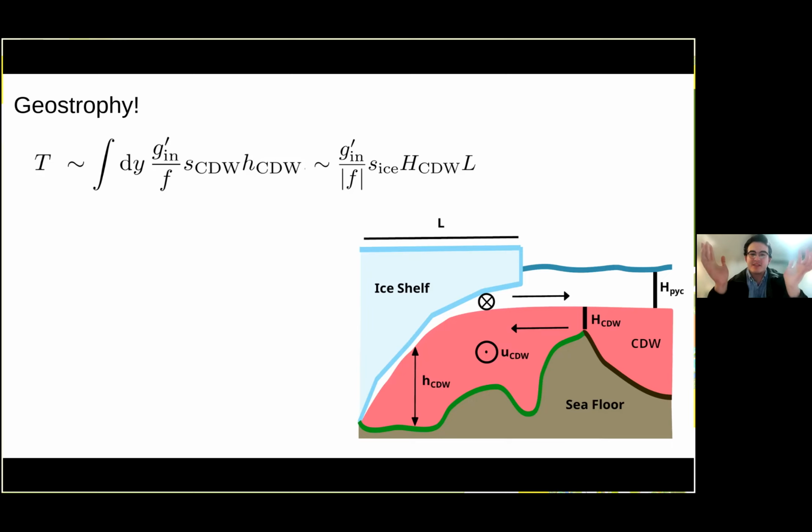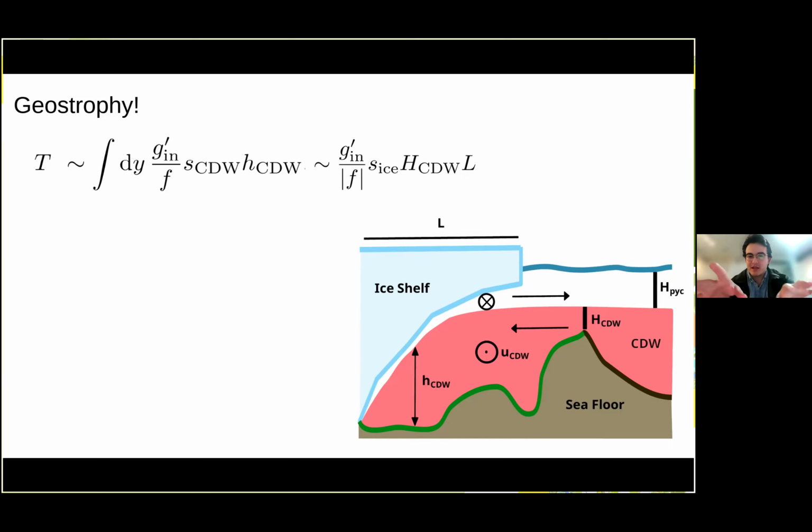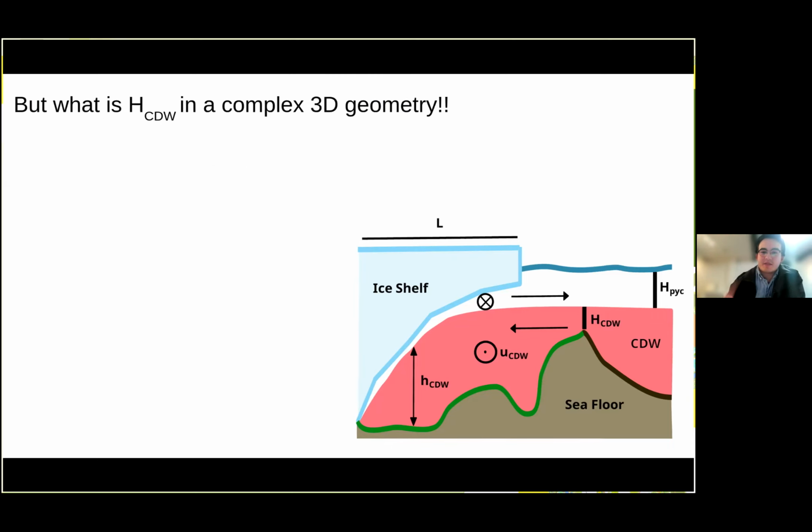And at this point, we've dispensed with being precise at all, and so all of those equal signs have become tildes. So it's really a scaling argument for the transport of that CDW layer into the ice shelf cavity. But out of all those terms, maybe a lot of them look familiar, right? Like g prime, stratification, whatever, Coriolis parameter, there's no problem, length. But the thickness of CDW is hard to quantify, especially in complex 3D geometries.